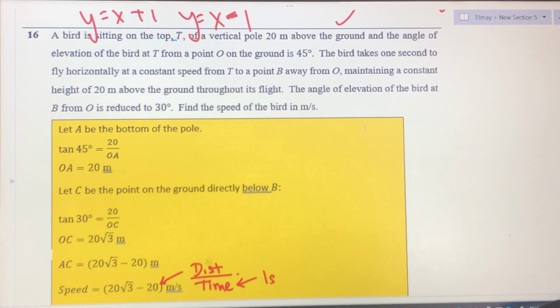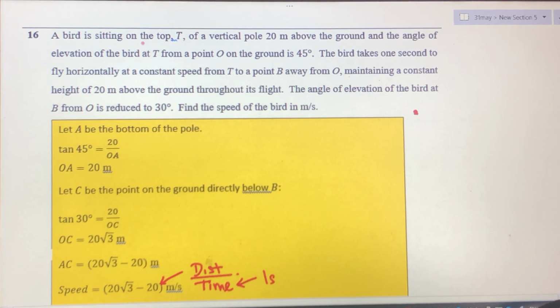Now this bird one is almost the same as your Sec 2, all those questions where you first learned angle of elevation, angle of depression. Okay, so a diagram will be useful, alright? Many of you don't draw diagram. You don't have this habit. Now, you must have this habit. Drawing a diagram is really going to help you.